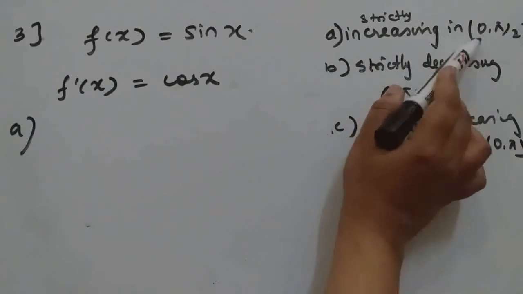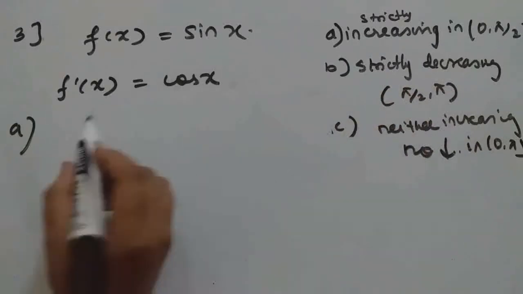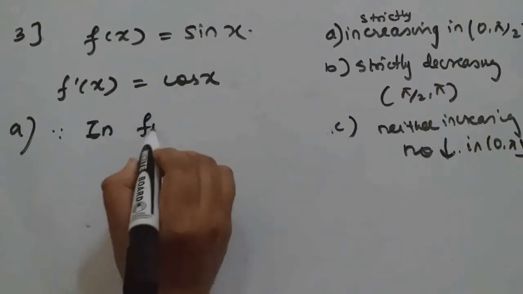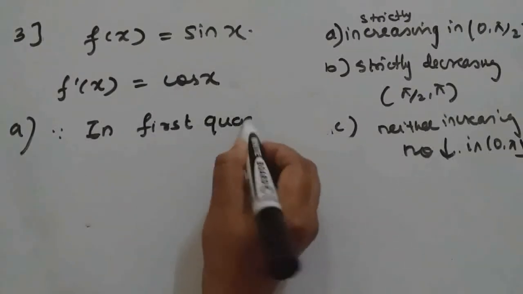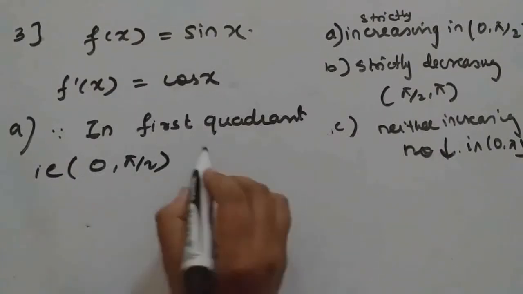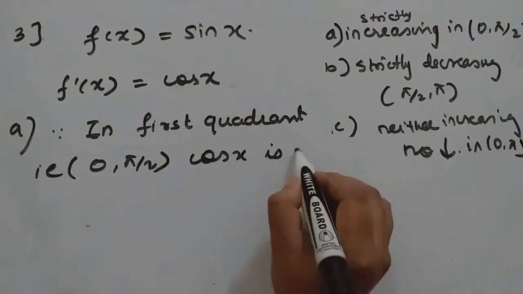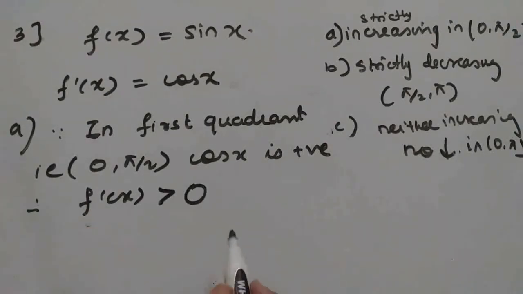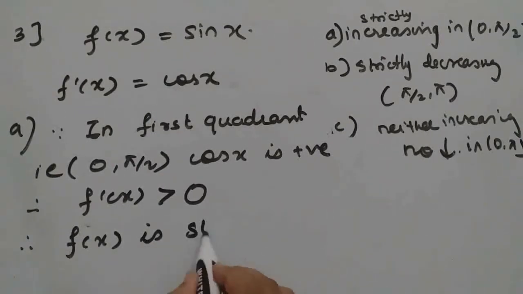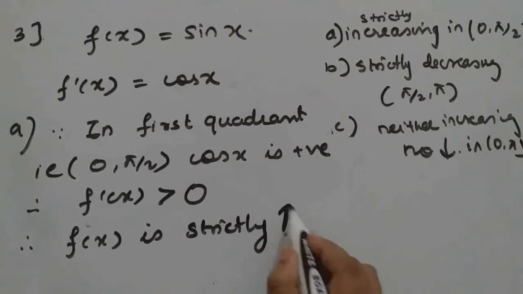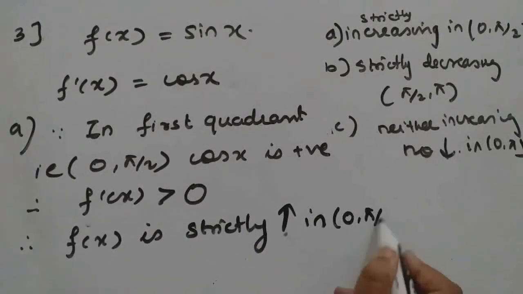Now for the first part we have to show that it is strictly increasing in 0 comma pi by 2. So 0 comma pi by 2 means the first quadrant, so we will write, since in the first quadrant, that is 0 comma pi by 2, cos x is positive, isn't it? Therefore f dash of x will be positive, therefore f of x is strictly increasing in 0 comma pi by 2.